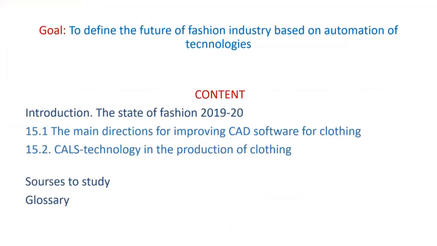And the content of today's lecture consists of several questions. We start with an introduction, the state of fashion of recent years, and then we go to the first question, the main direction for improving CAD software for clothing, and the second question, CAD technology in the production of clothing. And the goal of today's lecture is to define the future of the fashion industry based on automation of technologies. In this lecture you will find sources to study and a short glossary.